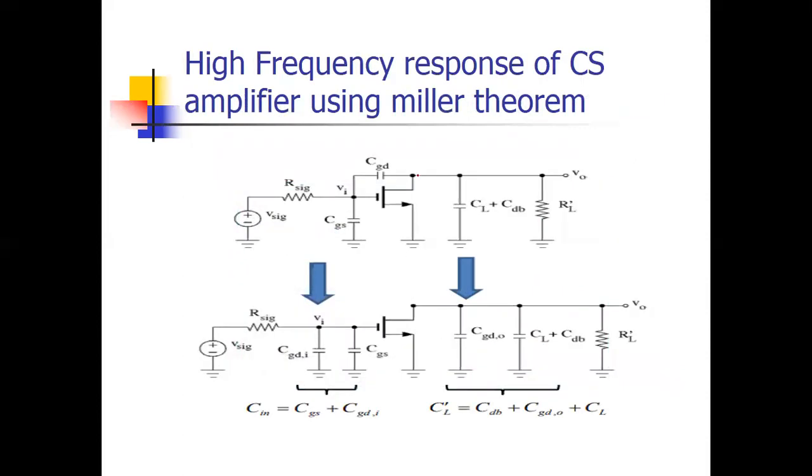Now this CGD, which is connected between the input and output terminals, is split into two parts: one at the input side, CGD input, and one at the output side, CGD output, or we can say the Miller input capacitance and Miller output capacitance. So now this circuit is converted into this circuit. At the input side, the input Miller capacitance and CGS are in parallel, so you can add both. So the input capacitance is CGS plus the CGD input capacitance. Same at the output: the CGD output capacitance and CL plus CDB are in parallel, so you can add both. So the output capacitance is CDB, CGD output, and CL, the load capacitance.